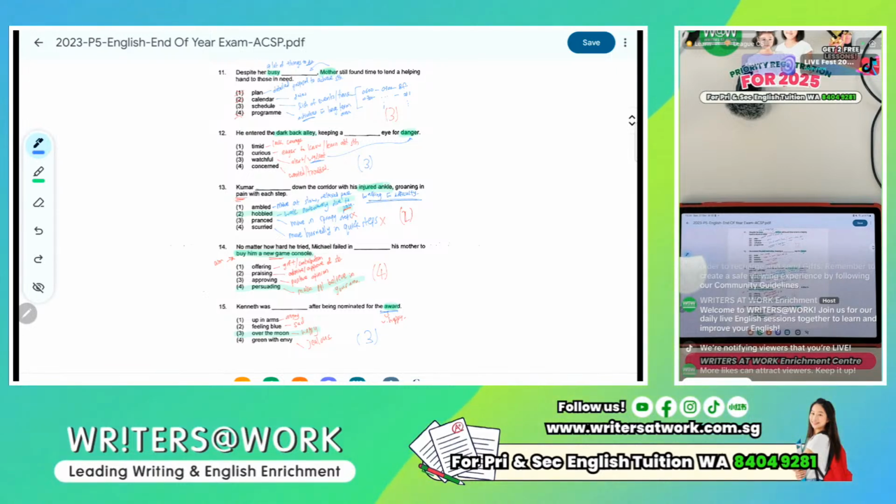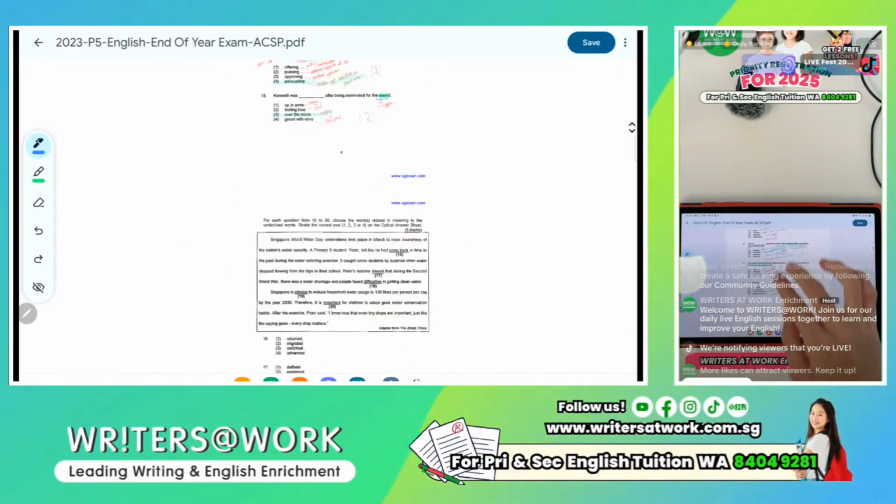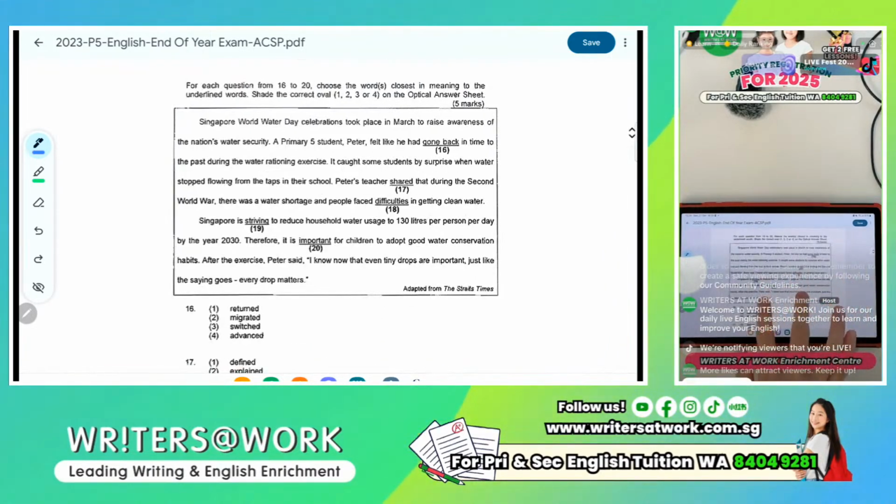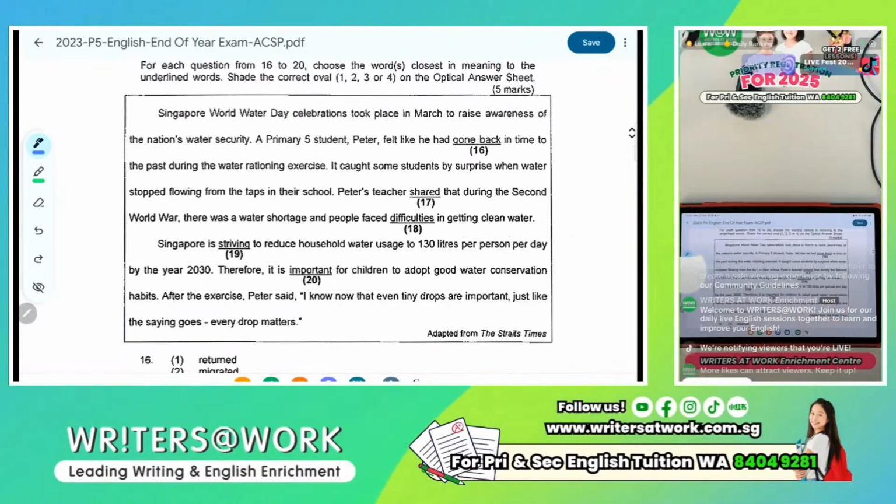Alright, if there are no further questions, let's take a look at vocab cloze now. What will happen is I will read through the passage with everybody and we will understand the words that are underlined. Once we are done with that, then we'll take a look at the options for the various questions. Alright?